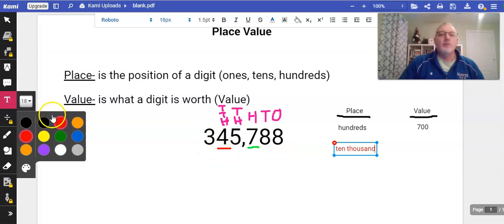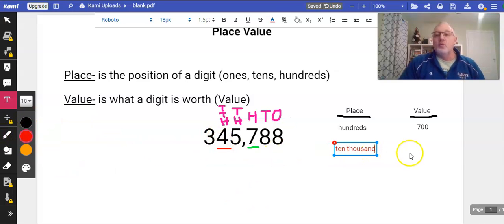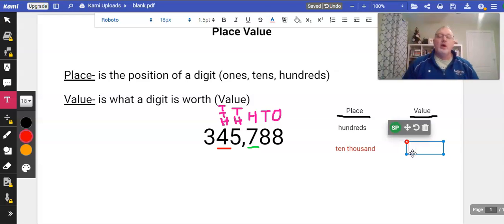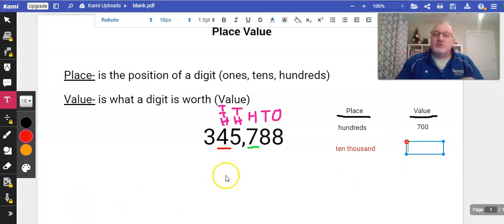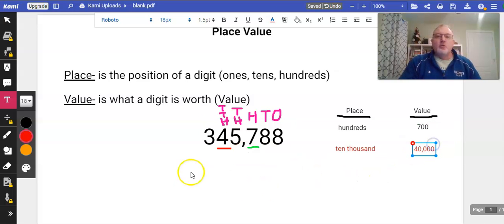Now, what is it worth? Well, we have 4 in the 10,000s place. What that is really saying is that I have 10,000 four times. Well, 10,000, 20,000, 30,000. What is it? Yep, 40,000. And that's what we're talking about here: value versus the place.